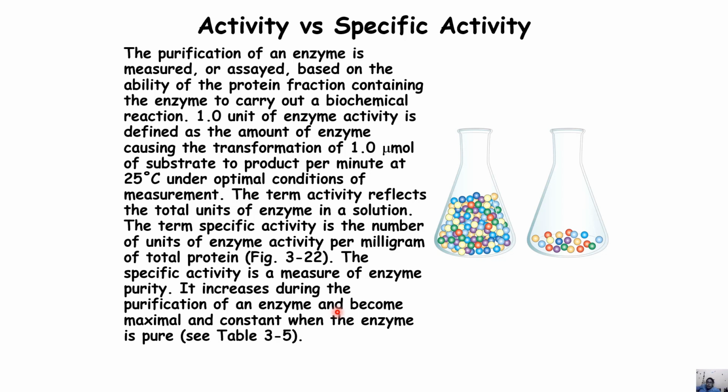So the term activity reflects total units of enzyme in a solution, whereas the term specific activity is the number of units of enzyme activity per milligram of total protein. Very important, per milligram of total protein. The specific activity is a measure of enzyme purity. So it increases during the purification of an enzyme and becomes maximal and constant when the enzyme is pure. Okay.